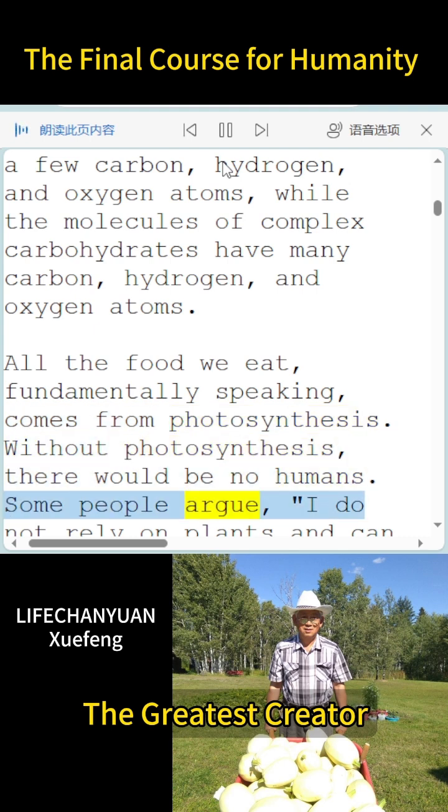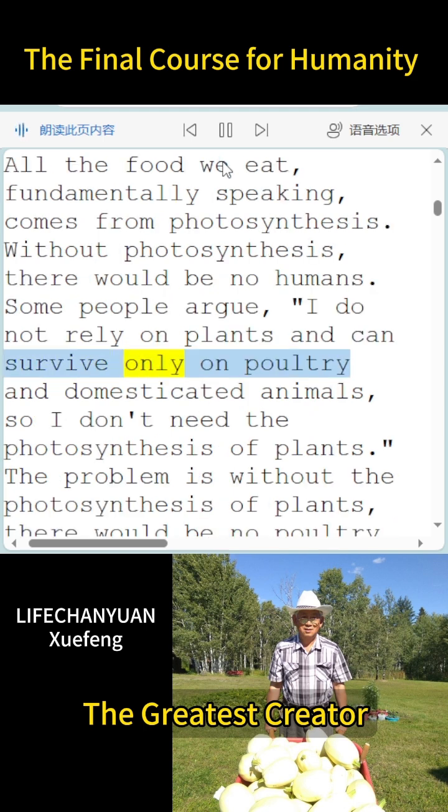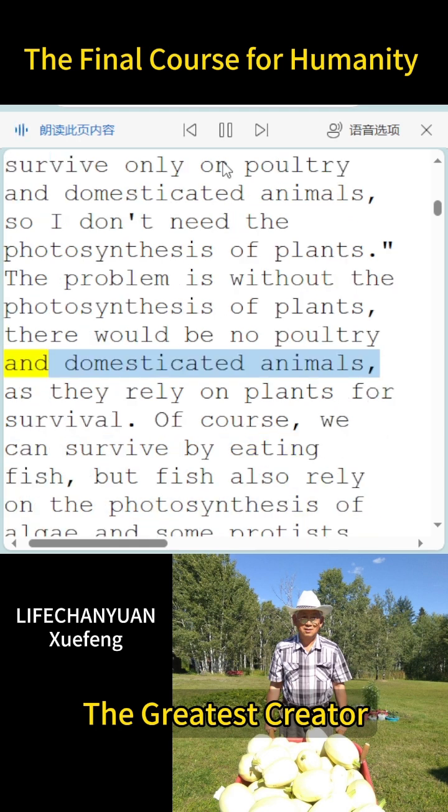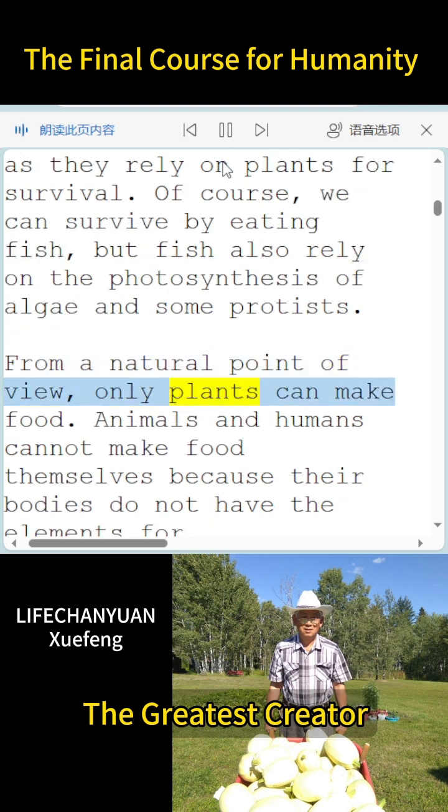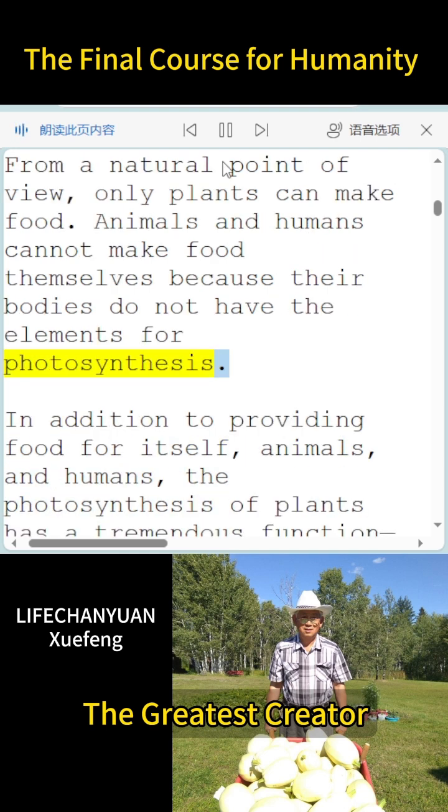Some people argue, "I do not rely on plants and can survive only on poultry and domesticated animals, so I don't need the photosynthesis of plants." The problem is without the photosynthesis of plants, there would be no poultry and domesticated animals, as they rely on plants for survival. Of course, we can survive by eating fish, but fish also rely on the photosynthesis of algae in some protists. From a natural point of view, only plants can make food. Animals and humans cannot make food themselves because their bodies do not have the elements for photosynthesis.